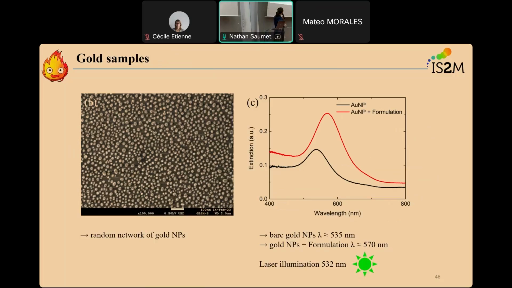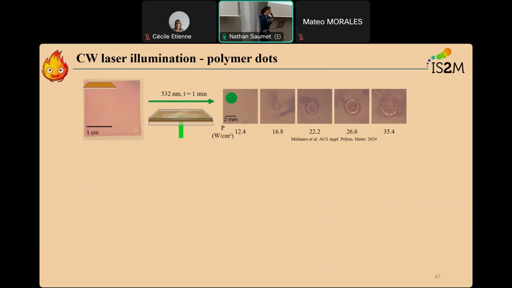It has a resonance wavelength at 570 nanometers when it's covered by formulation. So here it's just a shift of plasmonic resonance due to the change of refractive index between air and formulation. To address it efficiently, I use the laser illumination at 532 nanometers. And I obtain that. So here is my sample before experiments.